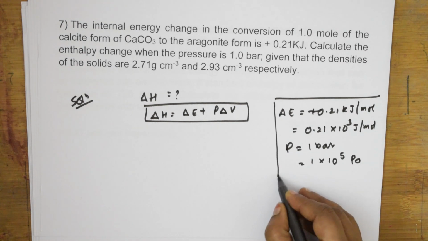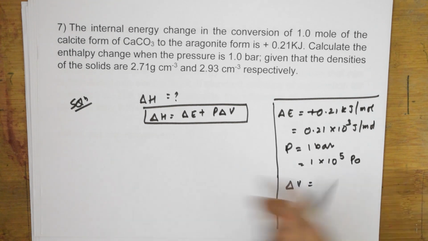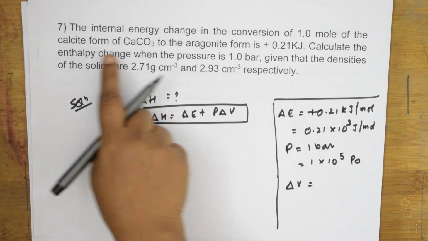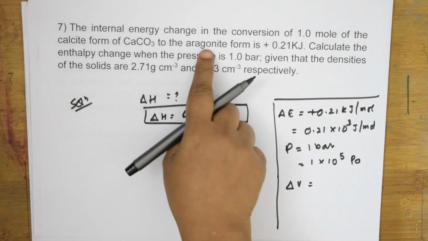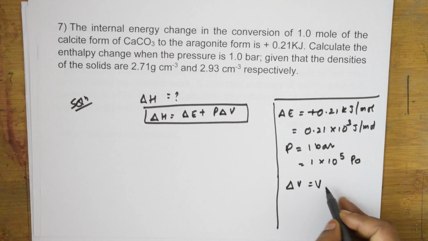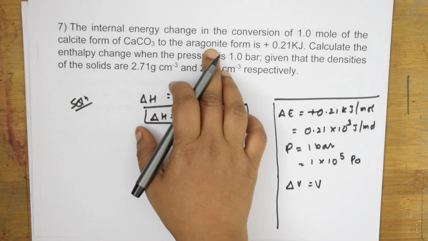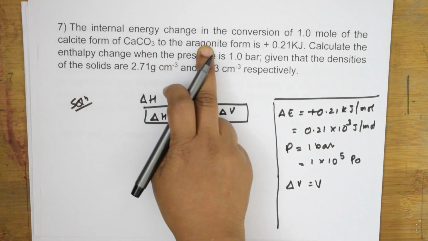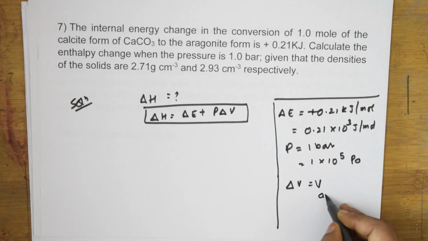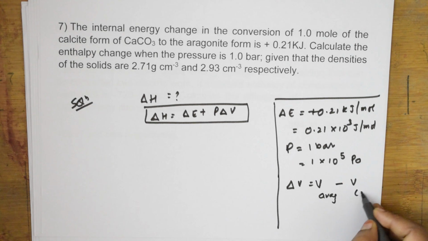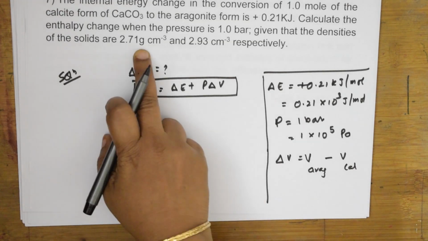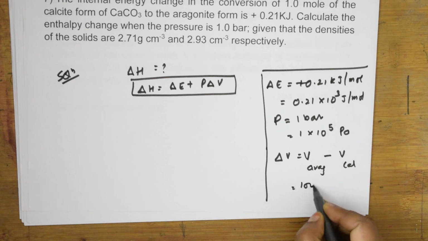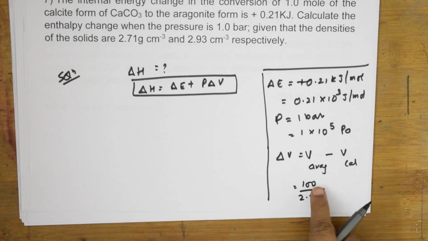Fine. So delta V. Here, the conversion of 1 mole of calcite form of CaCO3 to aragonite form. So delta V is aragonite form, this means calcite form to aragonite form. This means this is the final one. So volume of aragonite minus volume of calcite. So how can I find this? Density is equal to mass by volume. Densities are given to me. So I can divide 100 by 2.93. Why did I write 100?